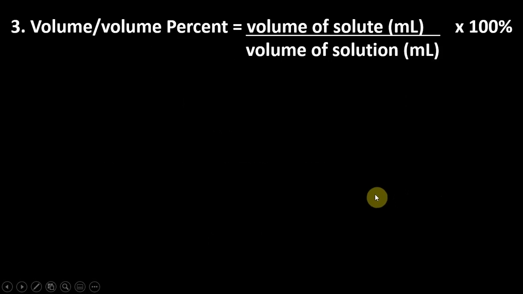All right, the third method is the volume by volume percent. So again, same idea, similar units. This time it's milliliters and milliliters. We could change this to liters and liters, but as long as the units are the same, you're good. Again, it's the volume of the solute, the volume of the solution.